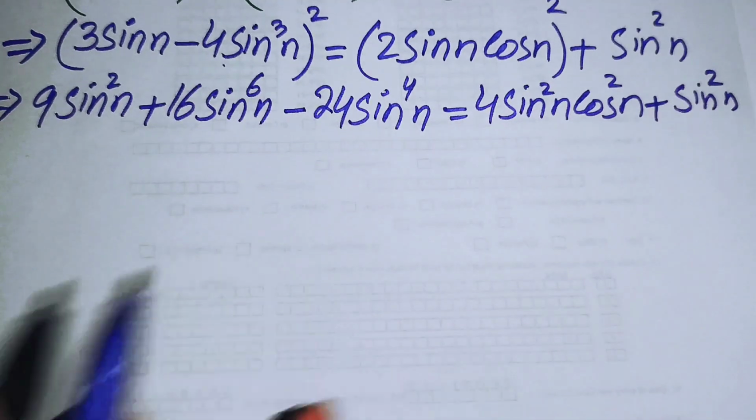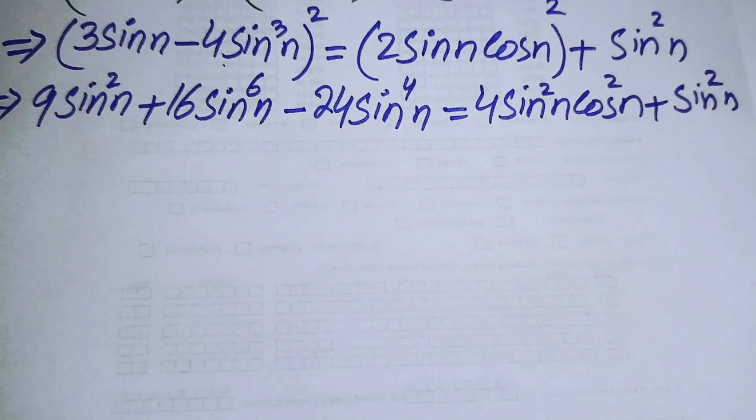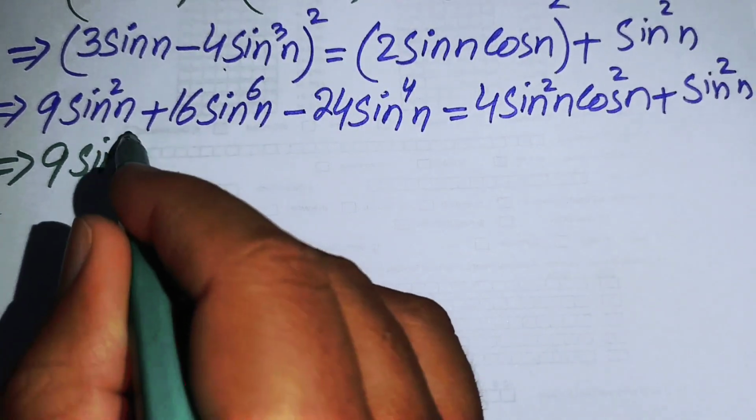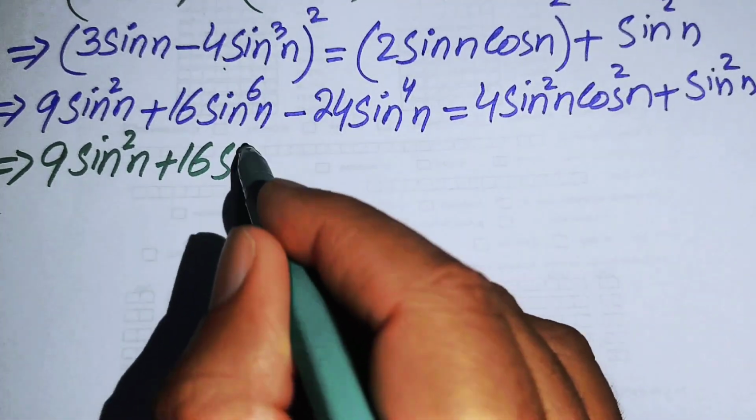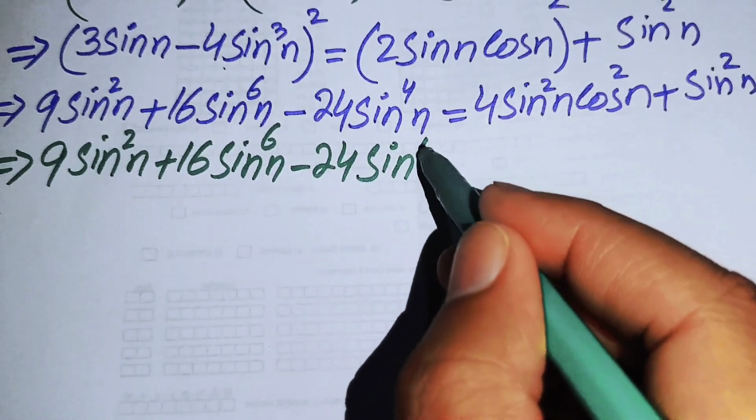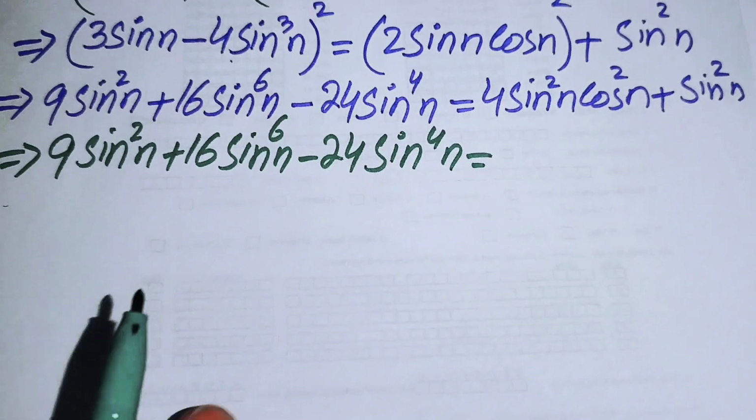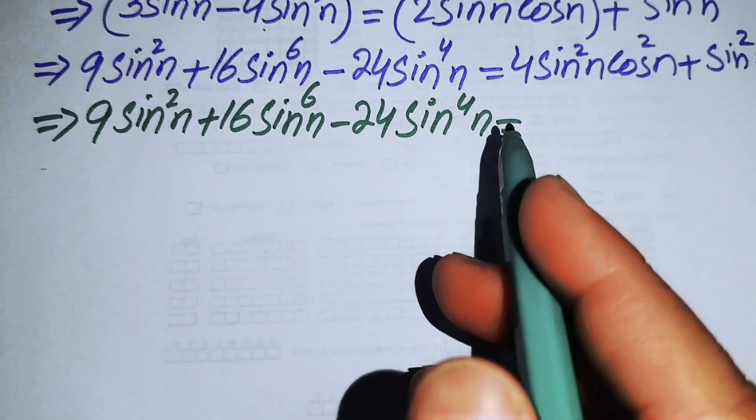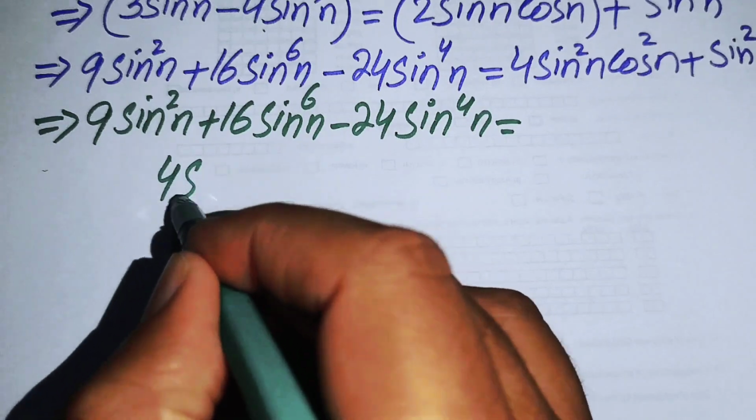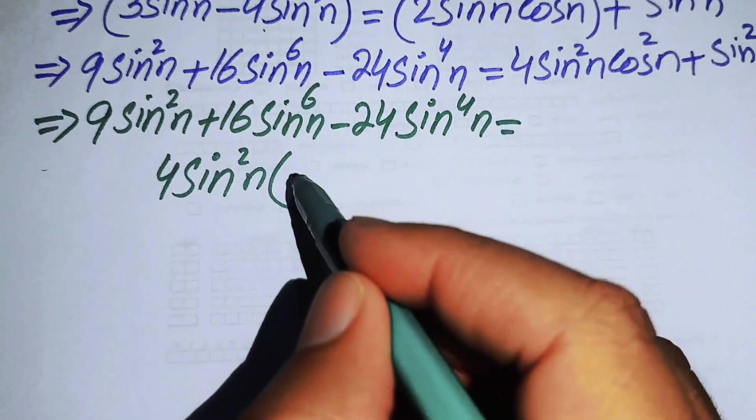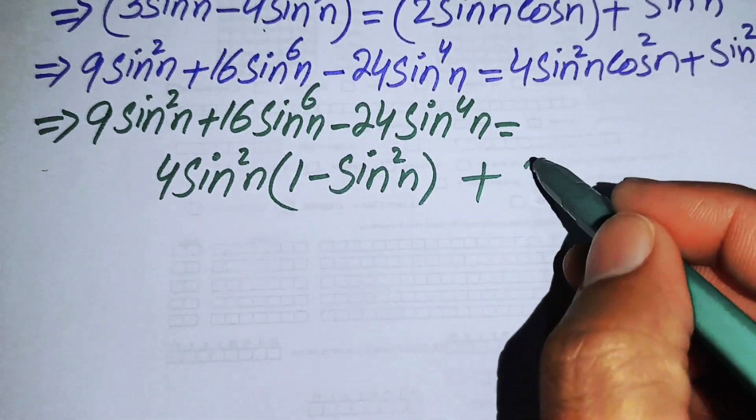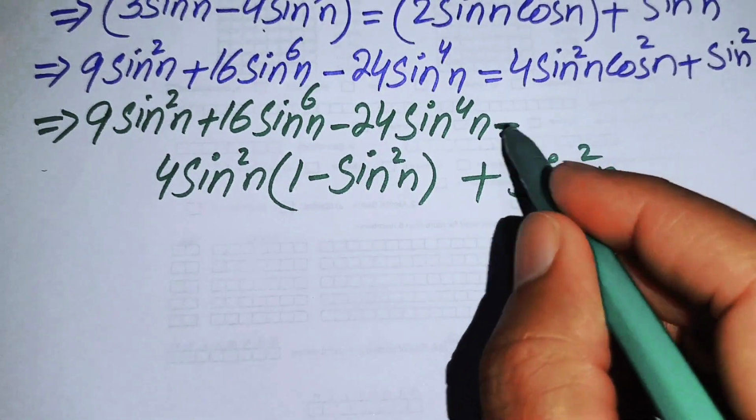And now in the next step we will make a little bit of simplification, and we will write it as 9 times sine squared n plus 16 times sine to the power of 6 of n minus 24 times sine to the power of 4 of n, and this whole equals, I can write the right hand side here, 4 times sine square n into cos square n, and we will write this cos square n as 1 minus sine square n, and again here you have a plus sine square n.